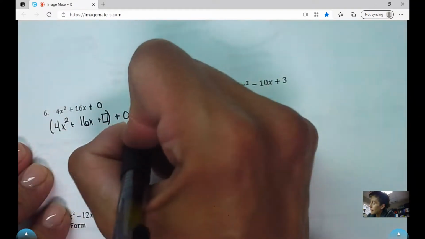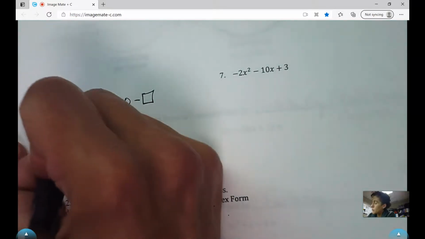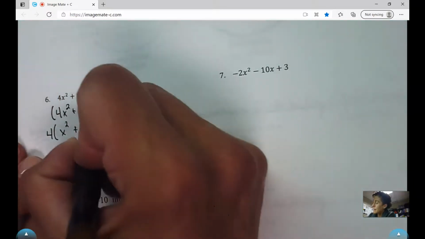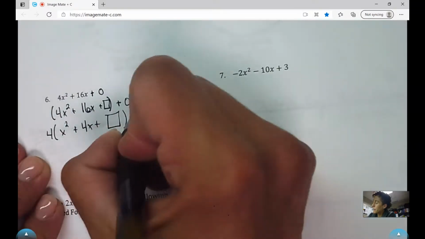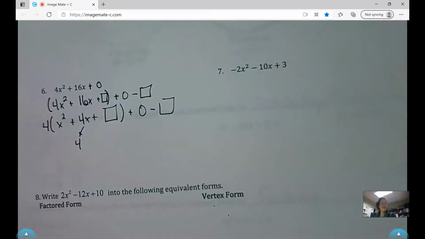Oops, I forgot my box, sorry. And then I need an x squared, so I'll take out that 4, and that leaves me with x squared here. And then 4 and 4x make the 16x. I'm going to make this box a little bigger. And now it's this 4 that you can start to work through.